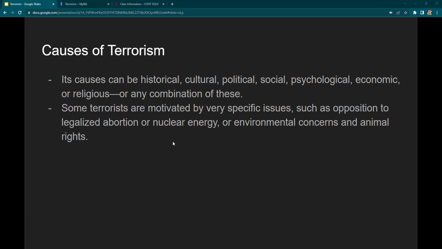So terrorism causes can be historical, cultural, political, social, psychological, economic, or religious, or any combination of these. Some terrorists are also motivated by specific issues, such as opposition to legalized abortion, nuclear energy, environmental concerns, or animal rights.